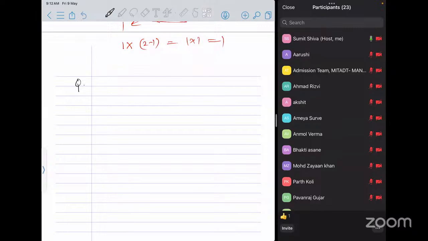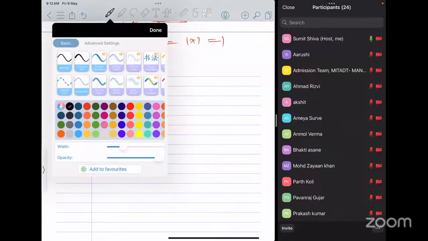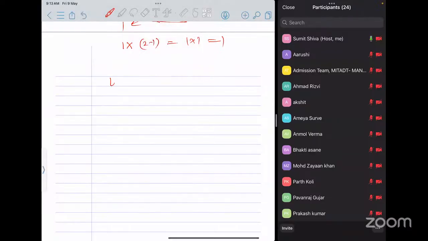Let's take one more concept. Let me first write the standard form. The standard form is, if we have limit x tending to a, x raised to power n minus a raised to power n divided by x minus a, what will be its answer?